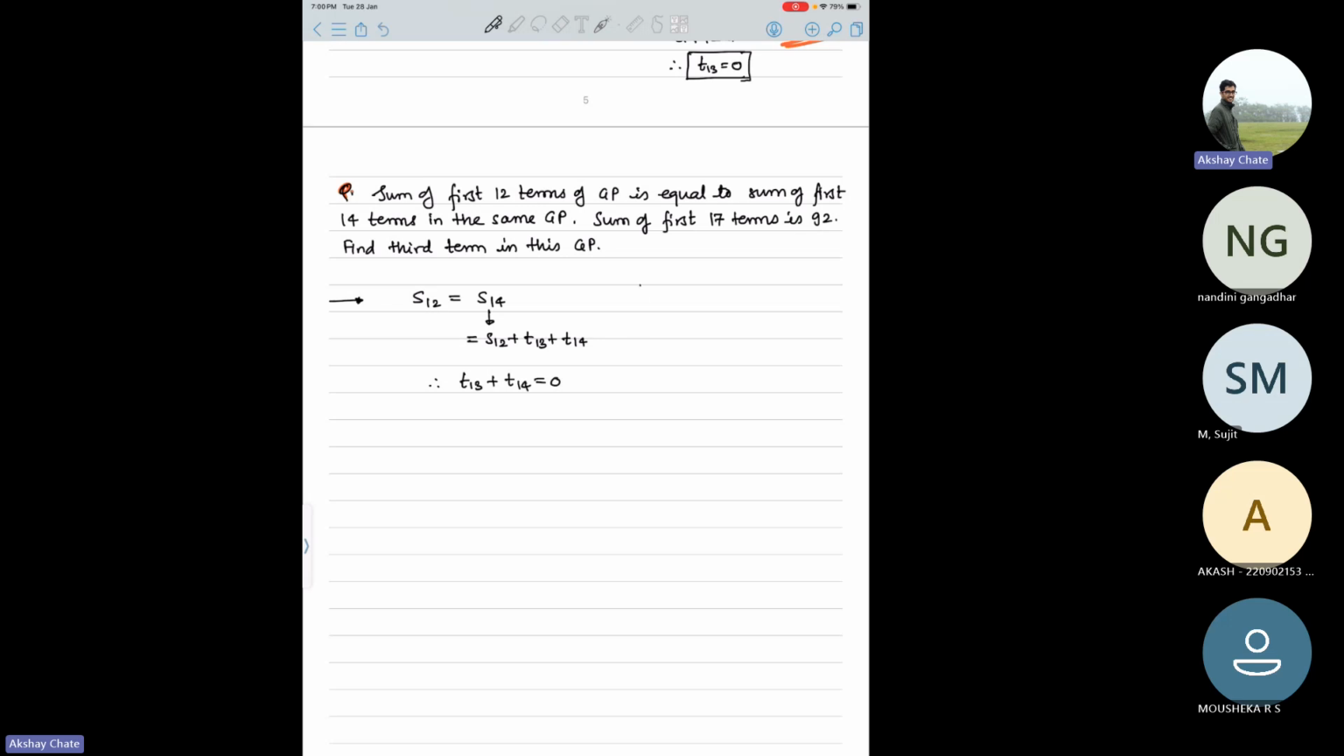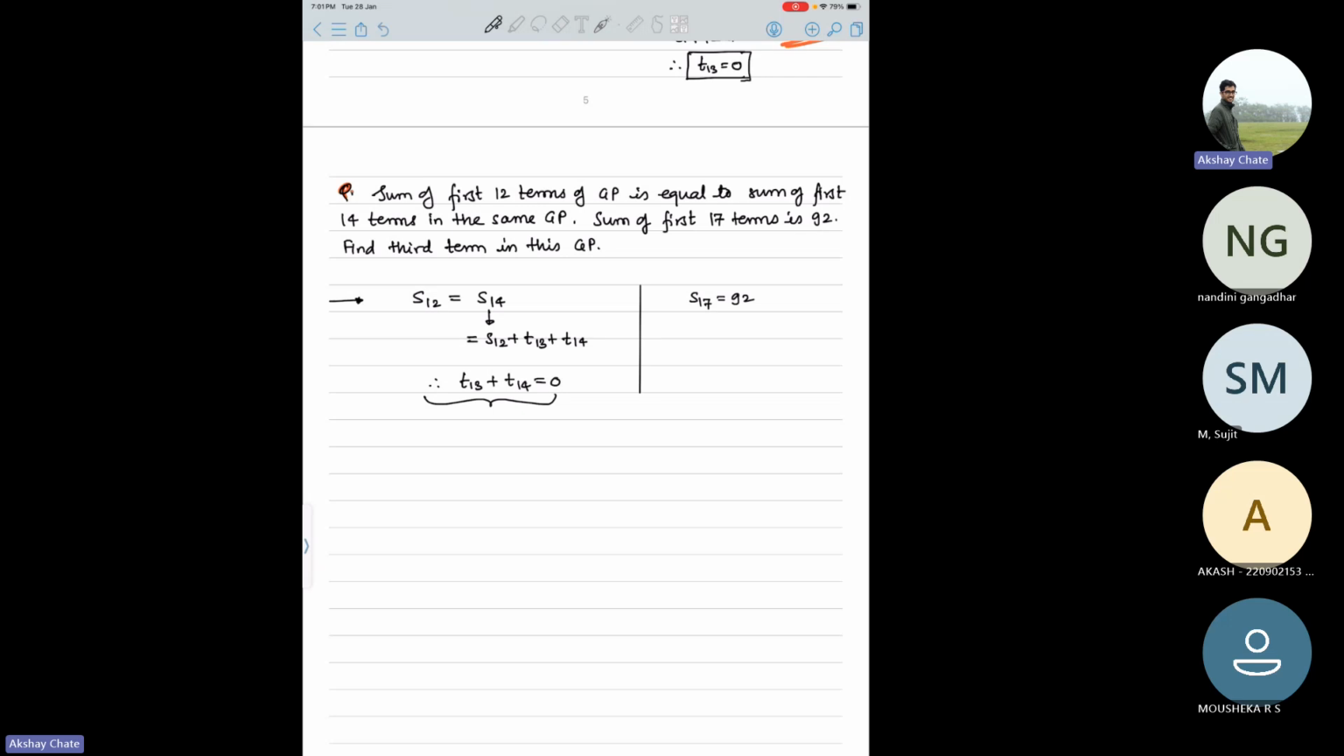Another piece of information given is that the sum of the first 17 terms is 92, so S17 is 92. But here there are two unknowns, the first term and the common ratio. You can't just use the S17 information, because S17 is A into (R to the power 17 minus 1) by (R minus 1) equal to 92. So there are two unknowns, A and R, and you need to get some information out of this correlation.